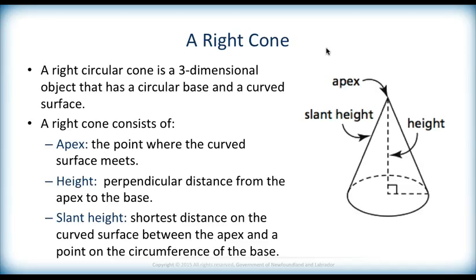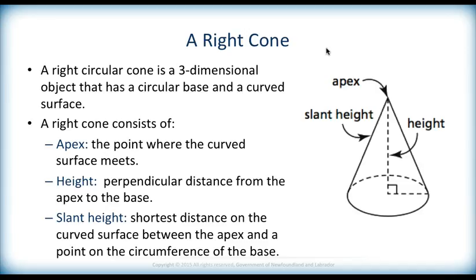Again, it is very important to distinguish between the height and the slant height. The height is a perpendicular distance from the apex to the base. As can be seen from the diagram, it is the inside height from the tip down to the bottom of the base. A slant height is the shortest distance on the curved surface between the apex and a point on the circumference of the base.